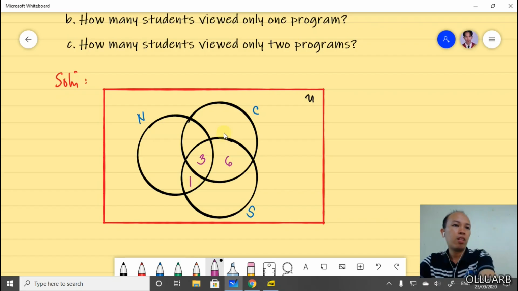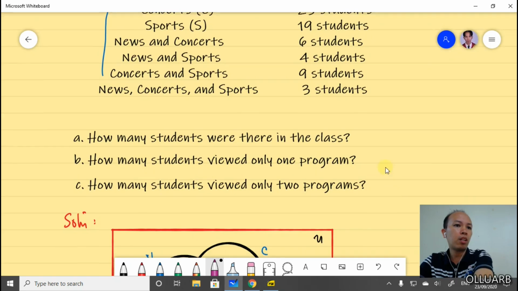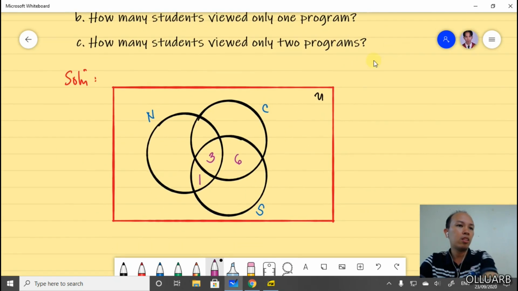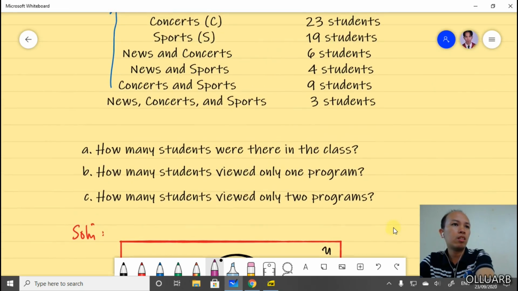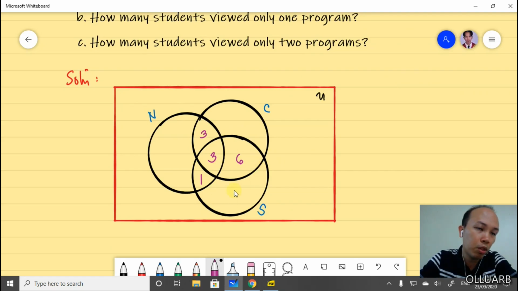Okay, and then after we have news and concerts is 6. If there are 3 already, so 6 minus 3 is 3. Okay, so for news and concerts. And sports is 19, so the remaining, this is the whole set for sports, we have 19. So 6, 9, 10, 19. So 19 minus 10 is 9.